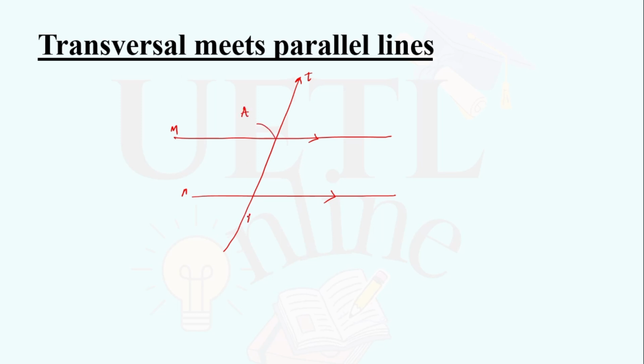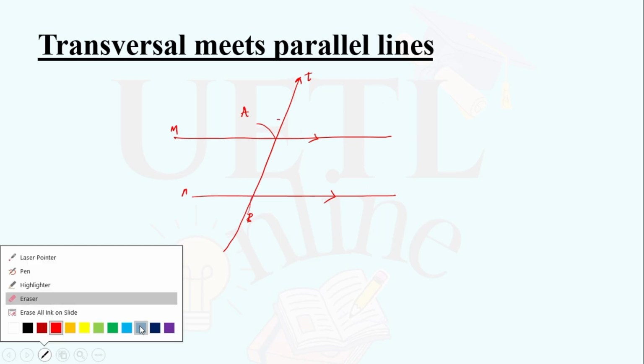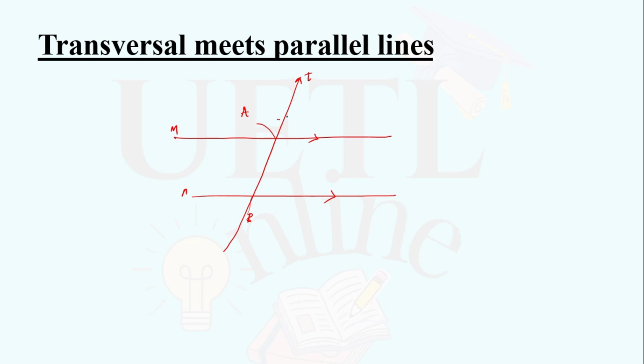Now let's look at the relationships we have here. We're going to be talking about these angles, so let's name them. Let's say this is angle 1, this is angle 2, this is angle 3, this is angle 4, this is angle 5, this is angle 6, this is angle 7, and this is angle 8. We're going to be dealing with these eight angles.